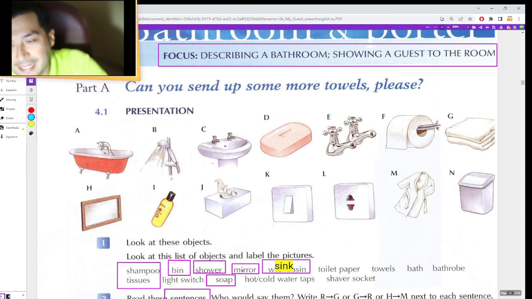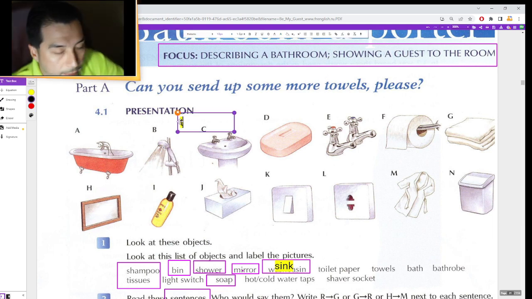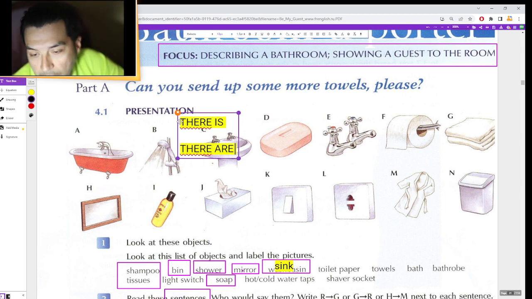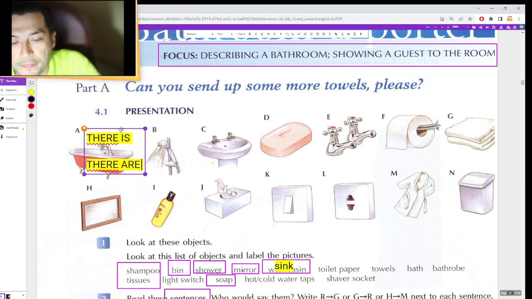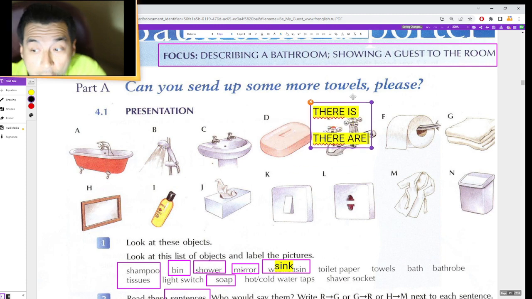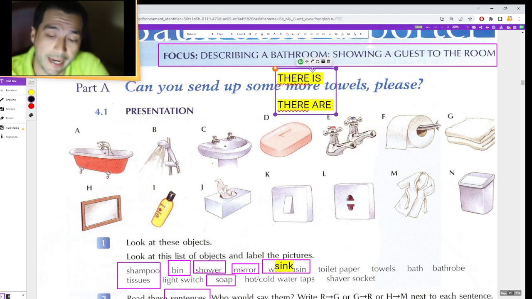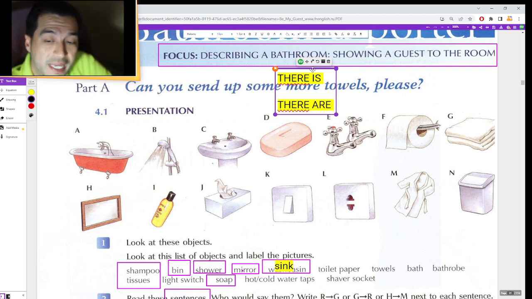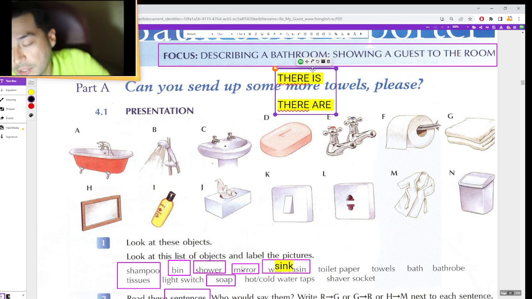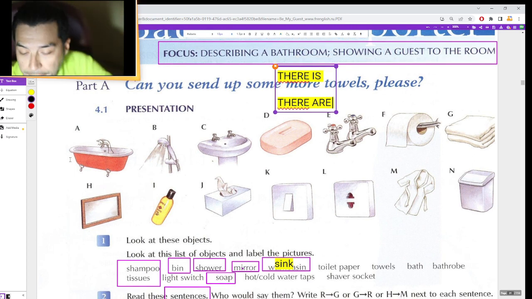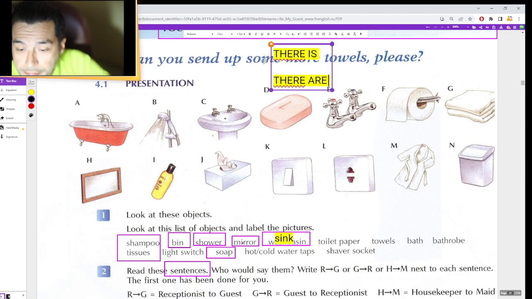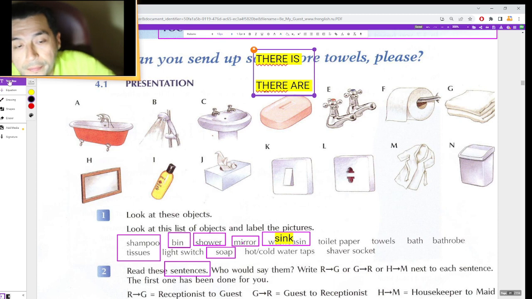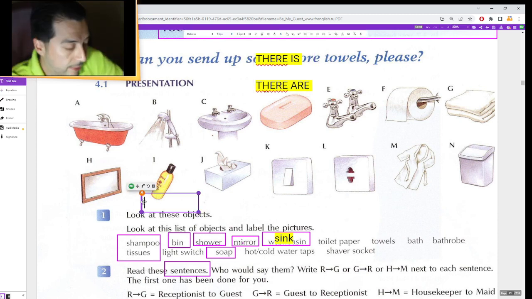First, let's practice with there is or there are. There is and there are. With these pictures. In your notebook, let's organize the vocabulary. Write the vocabulary in your notebook. A, B, C, D, all the way to letter N. For example, shampoo. Letter I. Shampoo.